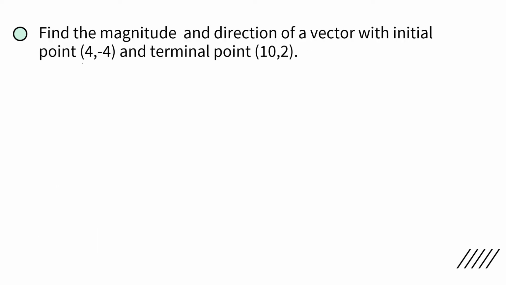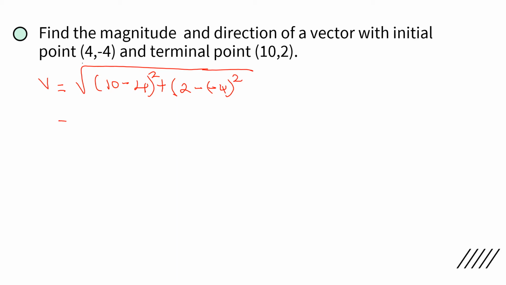So we'll start with the magnitude of the vector. So the magnitude is, let's say, the magnitude of v is equal to the square root of x2, which is 10, minus x1, 4, all squared, plus y2, which is 2, minus y1, negative 4, squared. This is 6 squared plus 6 squared, which is equal to 6 root 2.